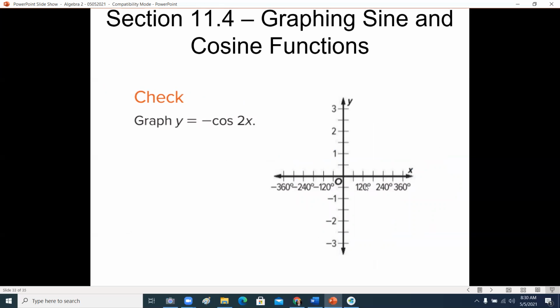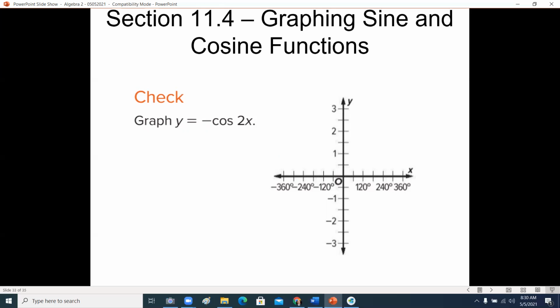Let's try this one. How would you graph this? Let's write it down. Let's actually do this one. They didn't give it to us, so we'll do it. Not hard. Negative cosine of something. And we know that. So what's the amplitude? What number is in front of your cosine? A 1. Right. So your amplitude is 1.